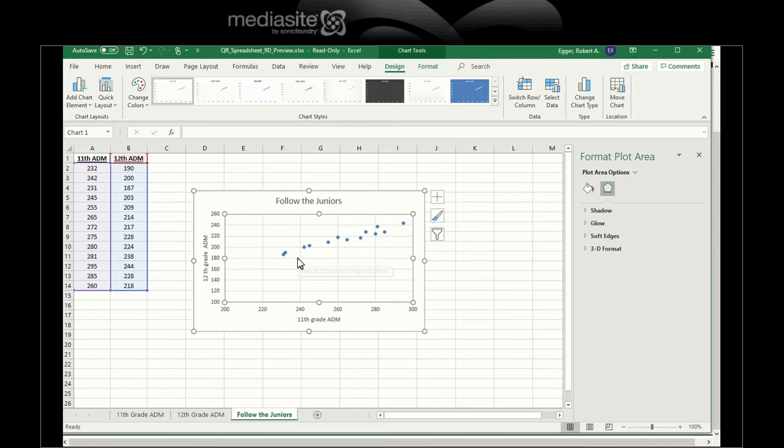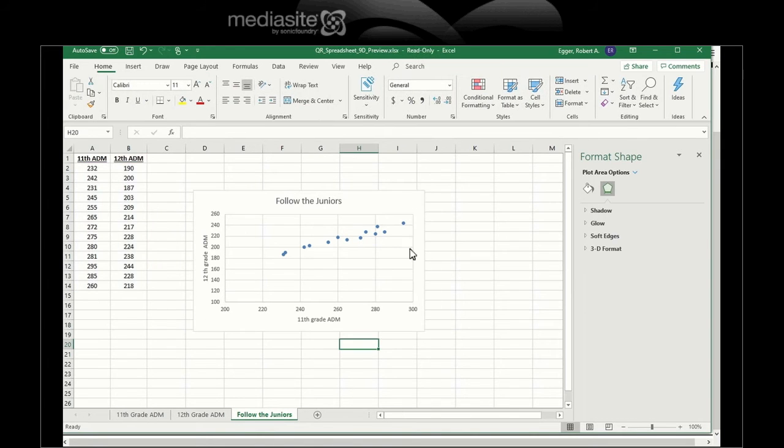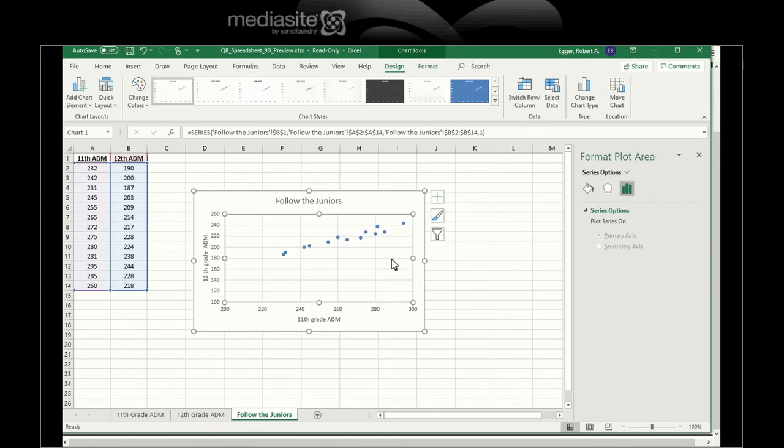Now, mind you, it's not necessarily in order. Okay, here we go. Look at this one here. This is the point when the 11th grade is 285, the 12th grade class will be 228. When the 12th grade is 240, 11th grade is 242, the 12th grade is 203.